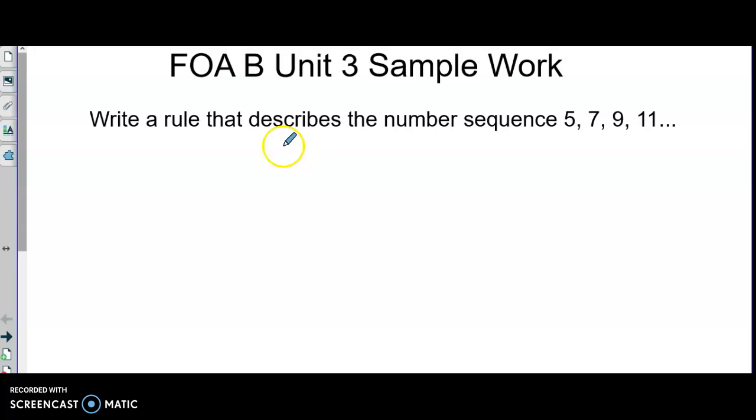So for today, this is your help video for the Unit 3 sample work. And remember, sample work is located in Schoology, and it is your unit review before you take the test.